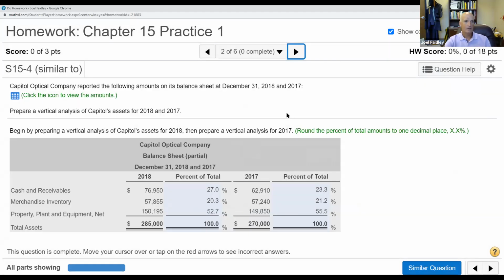Number two, here we got a balance sheet, and they're wanting to do a vertical analysis. That's what it says there, vertical analysis. Not horizontal like we just did, this is vertical. So cash and receivables in relation to total assets is 27%. Merchandise inventory divided by total assets is 20.3. Of course, total assets divided by total assets is 100. You did the same thing for 2017, but this is all north and south, vertical.